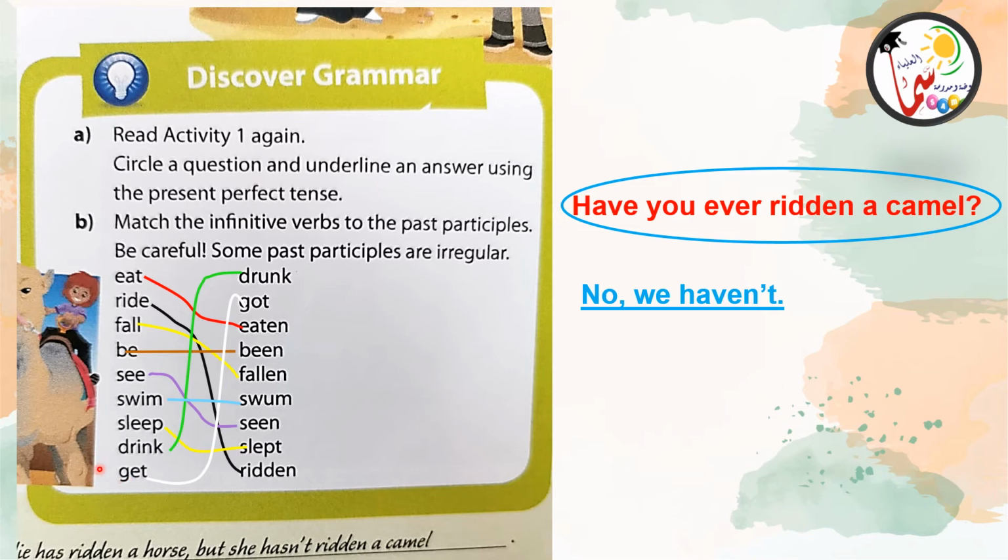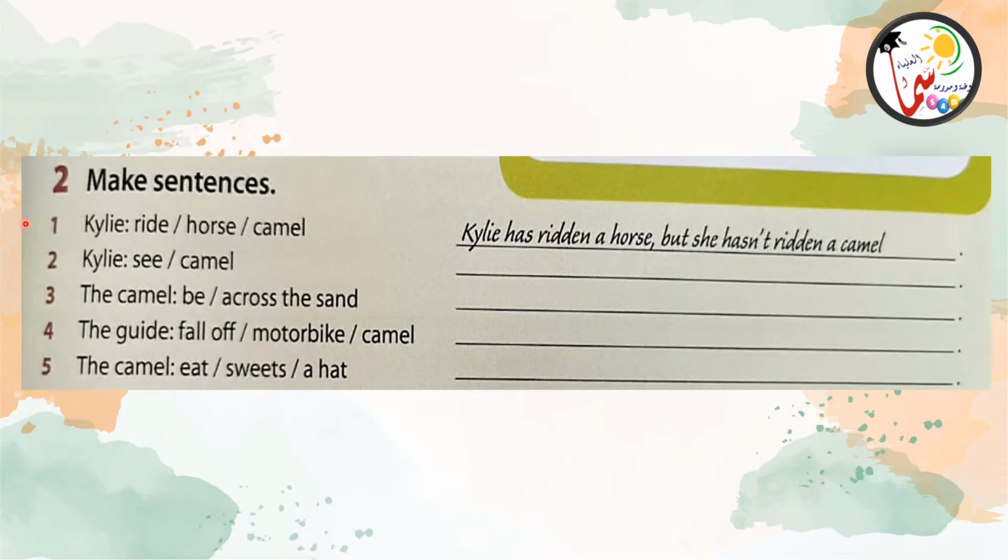They are very important. Moving to exercise 2, we have to make sentences here. Number 1 is already done for us. The words here are Kylie, ride, horse, camel. So I want to make a sentence based on the facts that I have listened to in the conversation. So the answer will be Kylie has ridden a horse, but she hasn't ridden a camel. Now number 2, how about Kylie? Has she seen a camel before? So my sentence will be Kylie has never seen a camel.